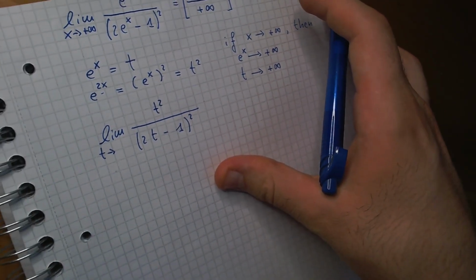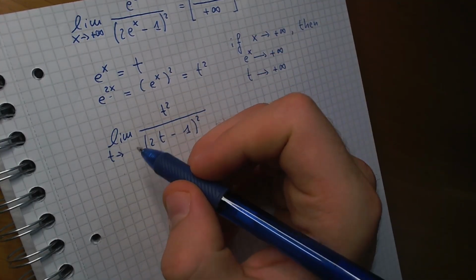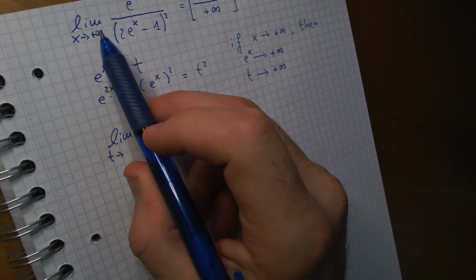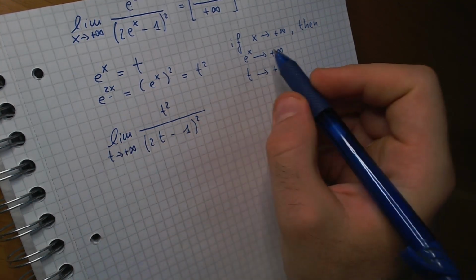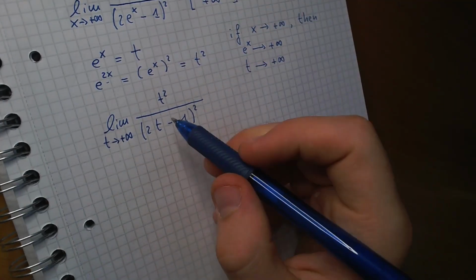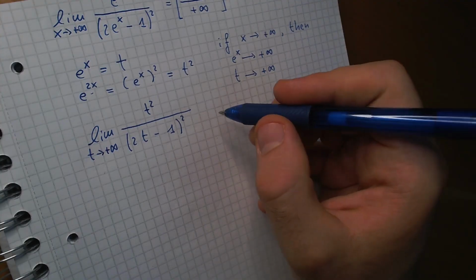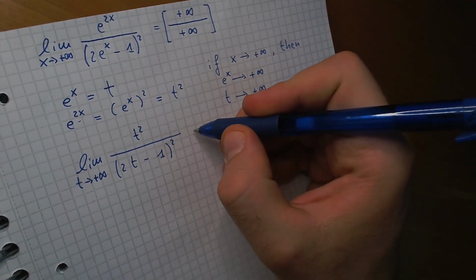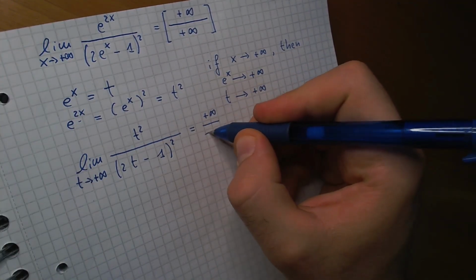So this is the result that we have to write here. Previously we had x approaching positive infinity, now we have t approaching positive infinity because of this result. Okay, so this is the new limit. If we compute the limit at this point, we will end up with the same result: positive infinity over positive infinity.